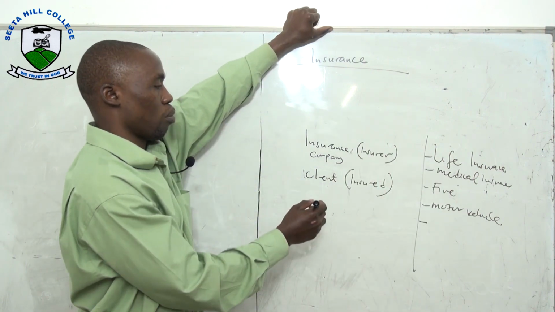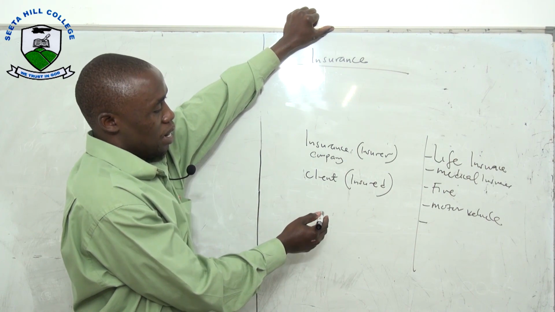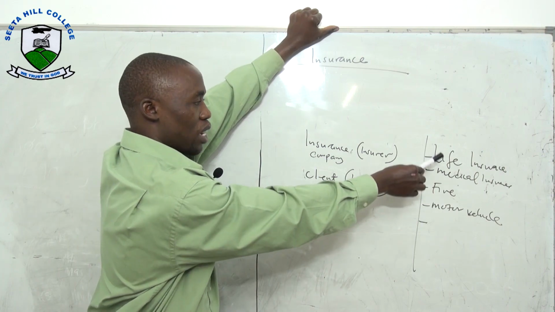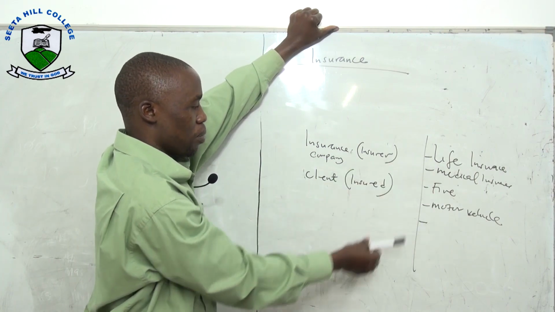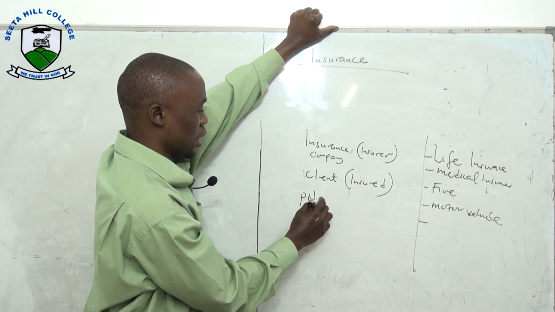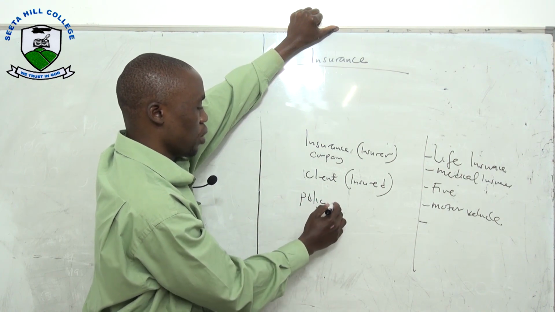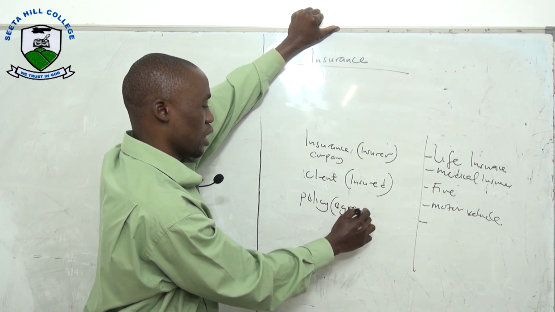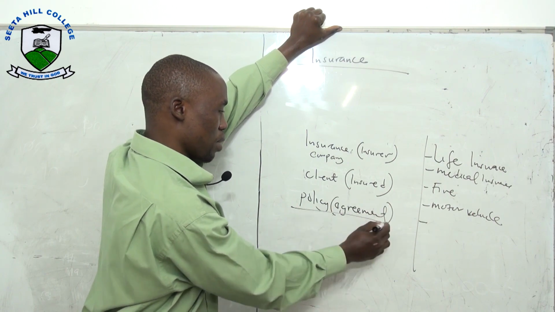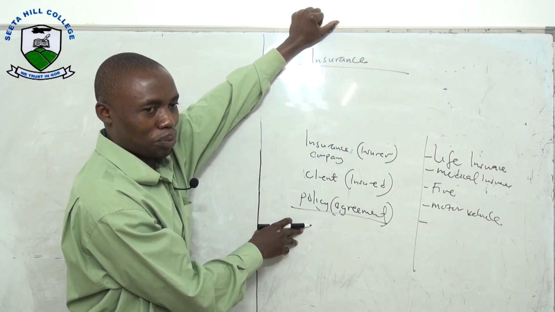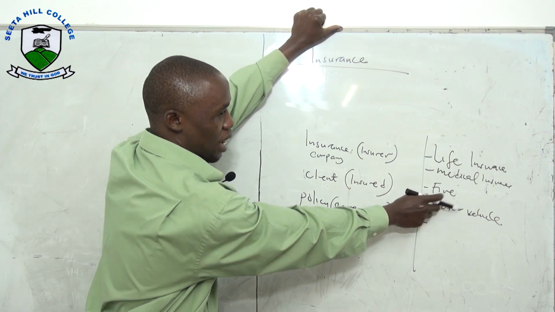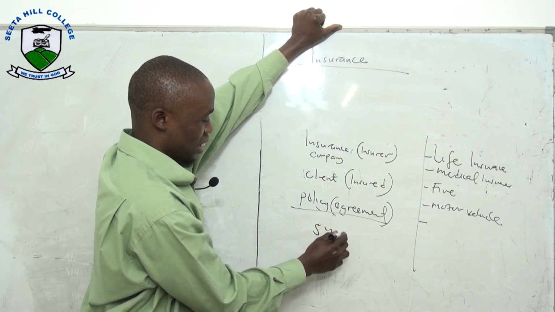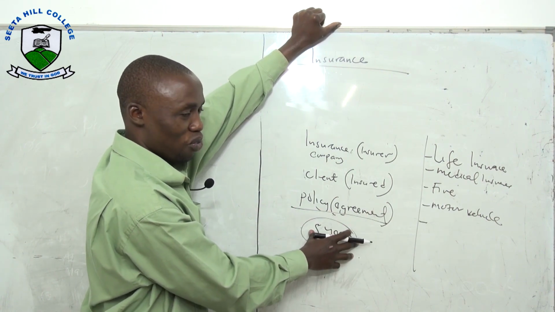Now, you decide, because each insurance company has some policies. A policy is the agreement that you make. You write a policy with the company. That means that policy is the agreement, and they say, me, I want to insure my car. I want to insure my car for 5 years.